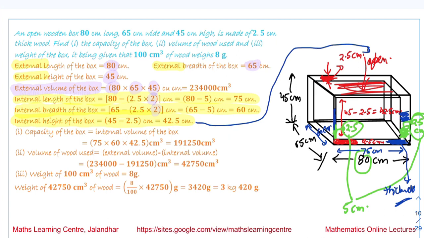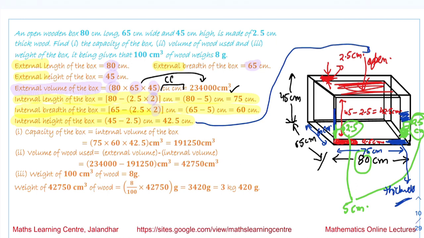CUCM means cubic centimeters. This is also written as CC, or you can write it as centimeter cube. So when you multiply these three values, you will get the answer as 234,000 centimeter cube. Next, we have to calculate the capacity of the box.